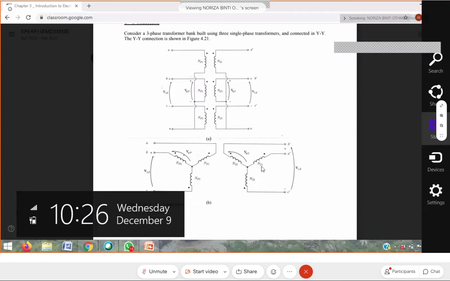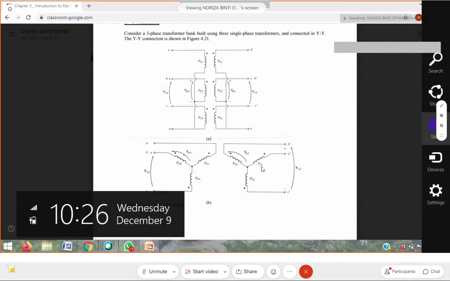And then V line adalah VLS, V line secondary. Okay, means that kita measure daripada line to line lah. Sama ada daripada A ke B ataupun B to C. Okay, ataupun A to C. So, itu adalah V line. We measure from line to line. Okay. And tengok dia punya untuk Y to Y.